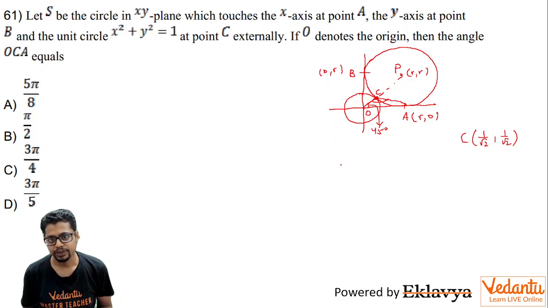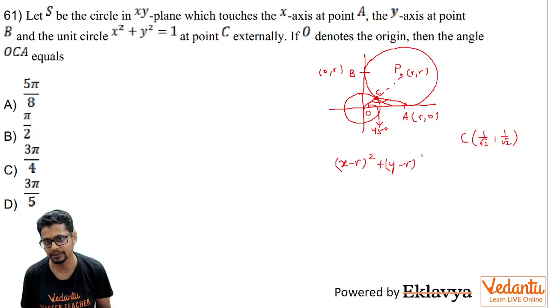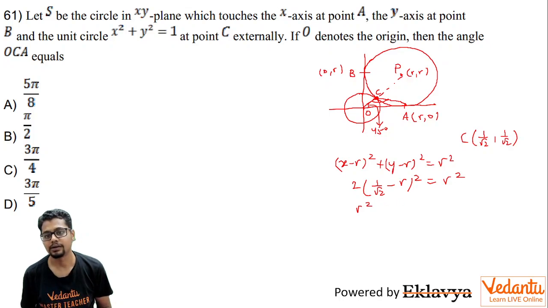Now what about the circle's equation? You can do it in different ways. What we are looking for is the value of r so that we have the coordinates of point A. One quick way: x minus r whole square plus y minus r whole square equal to r square is the equation of the circle with center P. (1 by root 2, 1 by root 2) lies on it. So what you have is r square minus 2 root 2 r, plus 1 equal to 0, since half is coming twice.